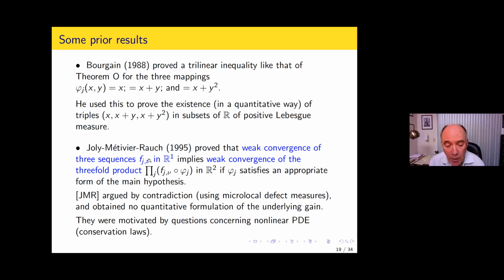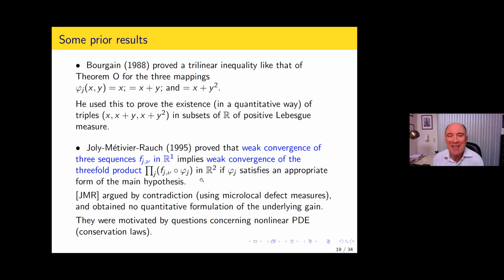And they proved that if phi satisfies an appropriate form of the same main hypothesis. And they pointed out, of course, that if all the mappings Fj are simultaneously linear, then this weak convergence fails to hold. Okay, now what's interesting is that their proof didn't prove any inequality. It was a proof by contradiction. They used a machinery called microlocal defect measures, and they obtained no quantitative form at all. So they didn't obtain a bound in terms of negative order Sublevel norms. In principle, they showed that there's some non-trivial inequality, but they weren't able to say exactly what it was.